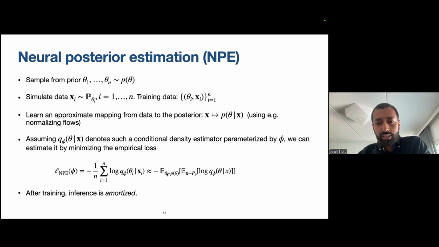this loss is the expected loss. The expectation is taken with respect to samples from the simulator and, of course, the samples from the prior. And once the training is done, you can just pass your observed data, which is Y, through this trained network, and then out comes an approximation to the posterior. So everything is amortized, so that's nice.